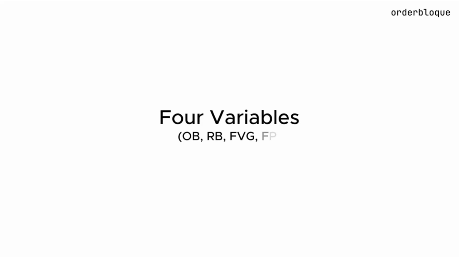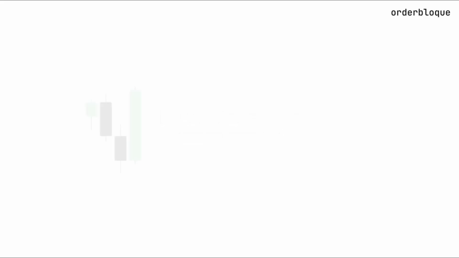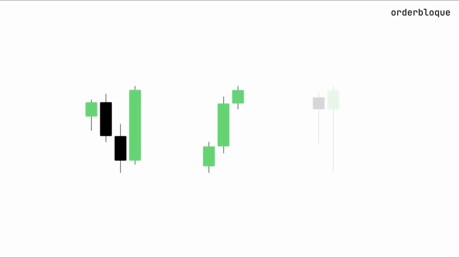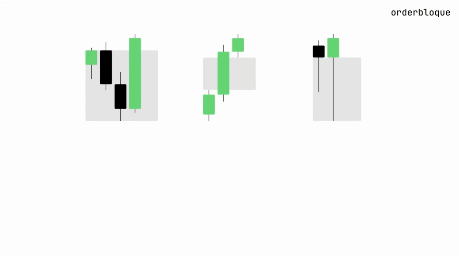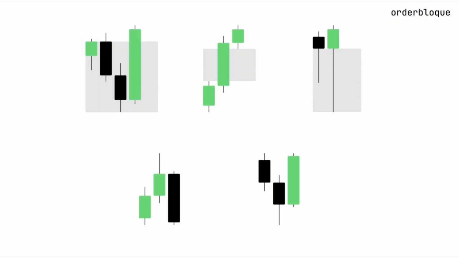In my analysis and decision-making process, I rely on 4 main variables. The first 3, order block, fair value gap, and rejection block, essentially represent price zones. The 4th variable, fractal points, specifically fractal high and low, represents price levels. So all I have are 2 categories, price zones and price levels, which makes for an extremely straightforward concept.